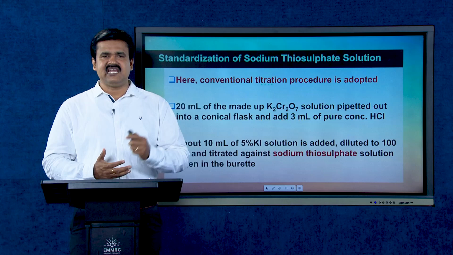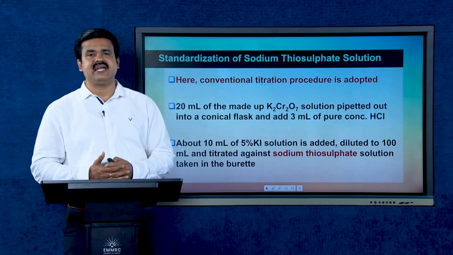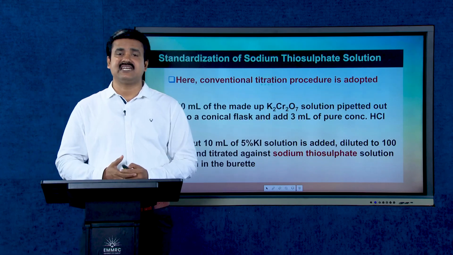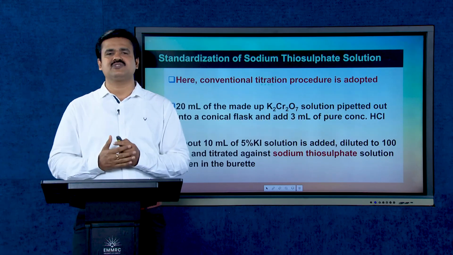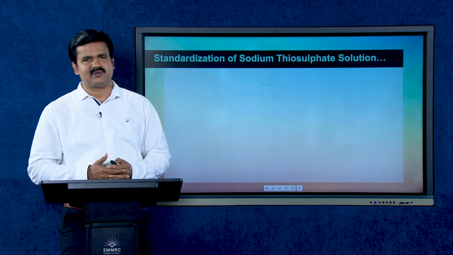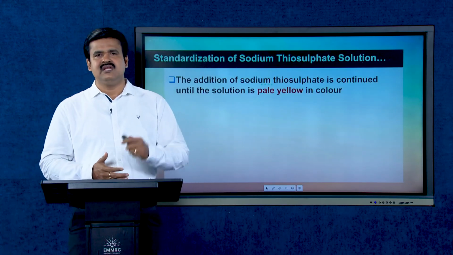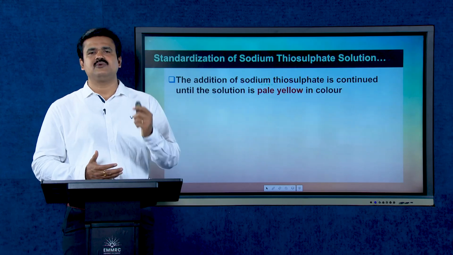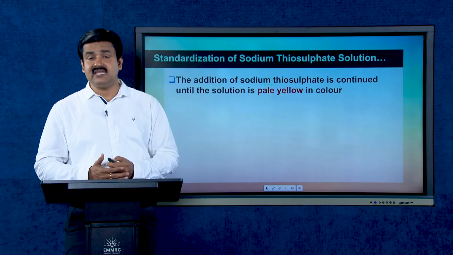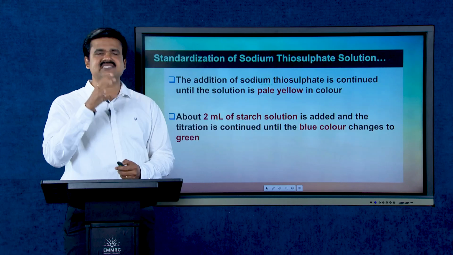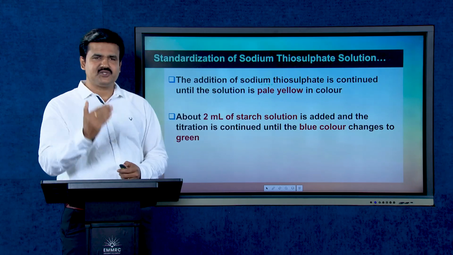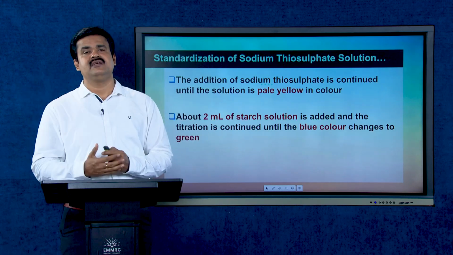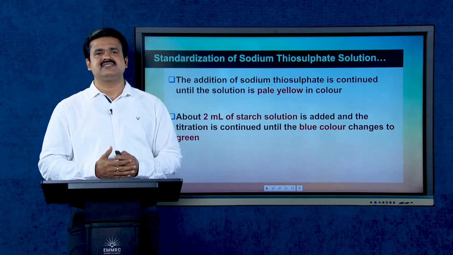Now add 10 ml of 5% potassium iodide solution and dilute to 100 ml, and the solution is titrated against the sodium thiosulfate solution taken in the burette. The addition of sodium thiosulfate is continued until the solution changes to pale yellow in color. At this color change point, add 2 ml starch solution, and the titration is continued until the blue color changes to green.